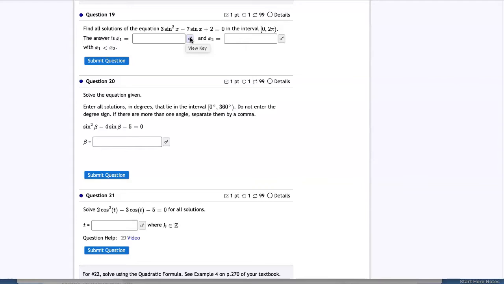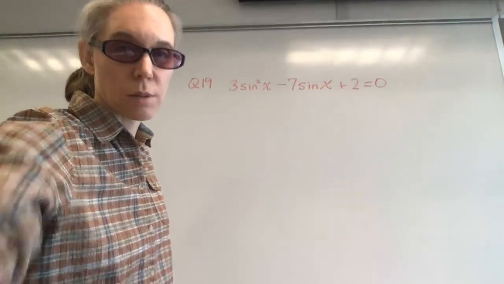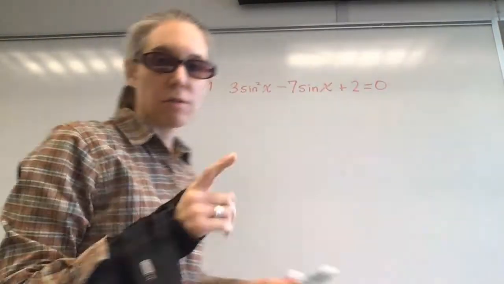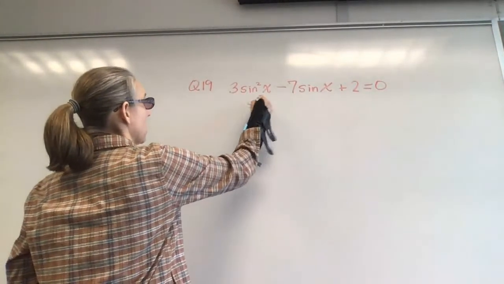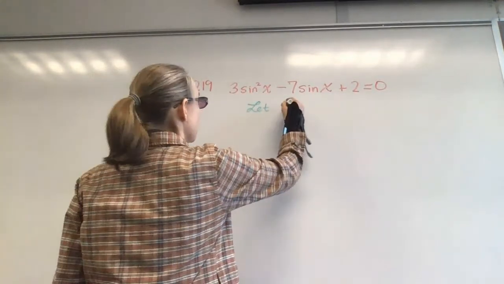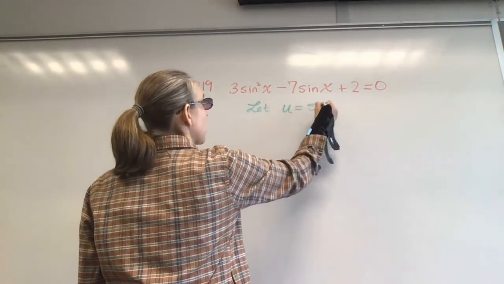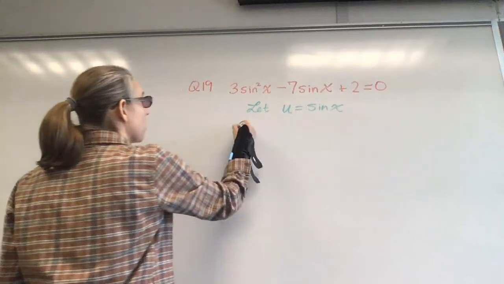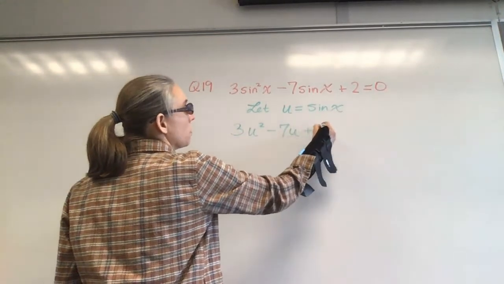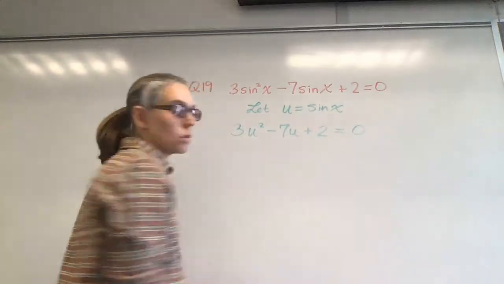Notice that we have a quadratic. So we're going to go ahead and use some sort of substitution for sine. You don't have to do this, but you may find this helpful. Pick some variable other than the variable in the problem, such as u. Let u equal sine of x. Then we have 3u squared minus 7u plus 2 is equal to 0.